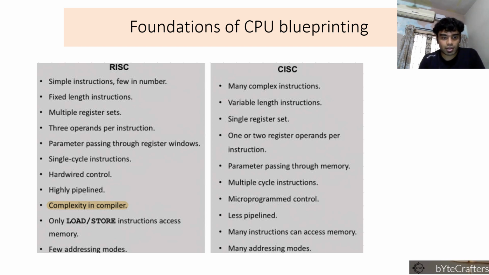Again, RISC is highly pipelined. CISC is less pipelined. We'll get into what pipelining means and how it's useful in the following classes. And here you can see RISC concentrates only on load store instructions, whereas in CISC you can do beyond that. Of course, RISC is more user friendly, but CISC is going to utilize less memory and give you the best output. So you can just read through it.